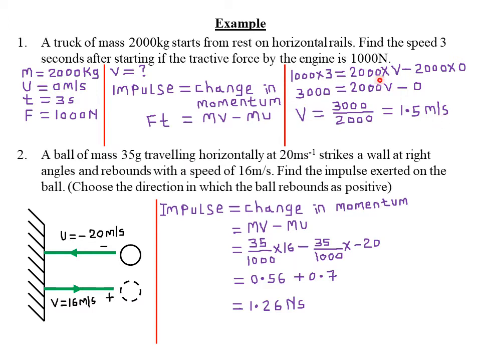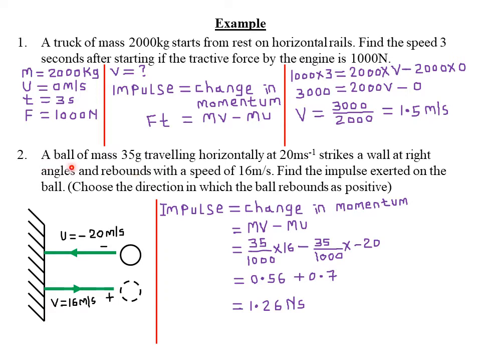Therefore, because all quantities were computed in their respective SI units, it means that if we also find the unknown, that is the velocity, it must be in its respective SI units. Therefore the final velocity shall be 1.5 meters per second.